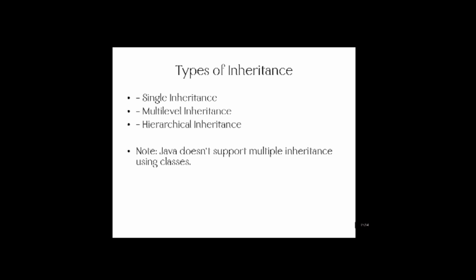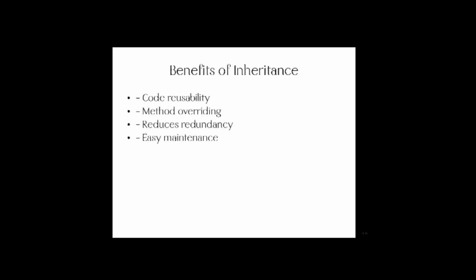Now let us move towards the next slide. The next slide is about benefits of inheritance. As you can see, the first one is code reusability. This is the primary advantage. Child classes can inherit methods and attributes from a parent class, eliminating the need to rewrite common functionalities. This leads to less code duplication and more efficient development.